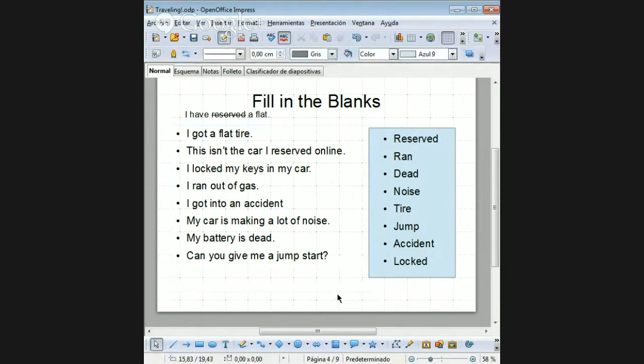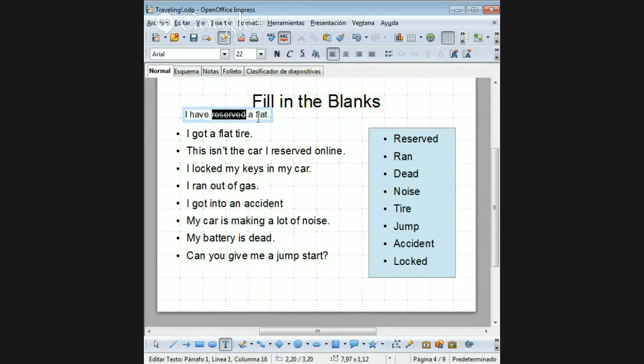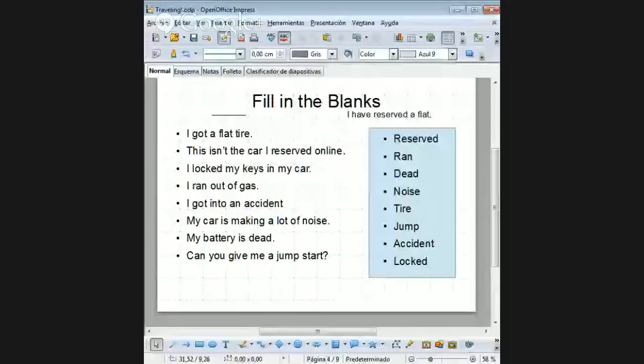Awesome. Really nice work. Does anybody have any questions about any of these sentences? Yeah. What is a jump start? Okay. Can anybody explain what a jump start is? I tried, teacher. Maybe when you need a passage, right? Okay. Not quite. So a jump start is a little bit different. Does anybody have any other ideas?